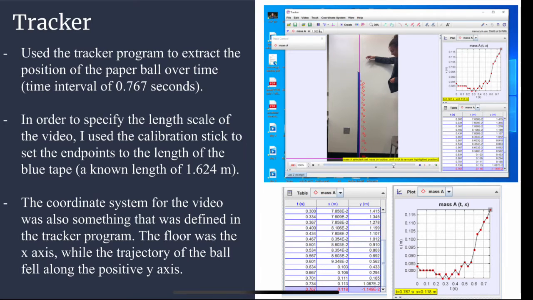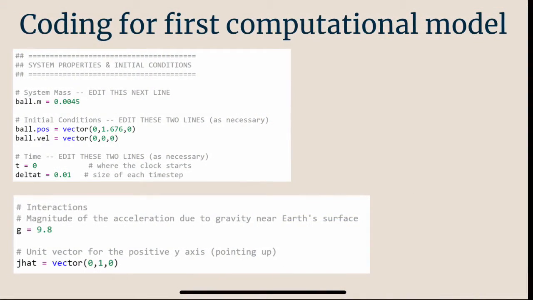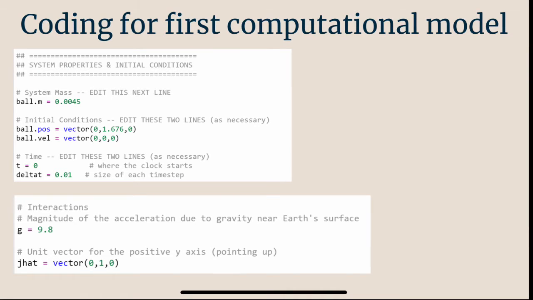Additionally, the coordinate system also had to be defined. For this video, it was defined as the floor being the x-axis, while the trajectory of the ball fell along the positive y-axis. The main changes done to the starter code consisted of defining the initial conditions and implementing Newton's second law into the iterative calculation.